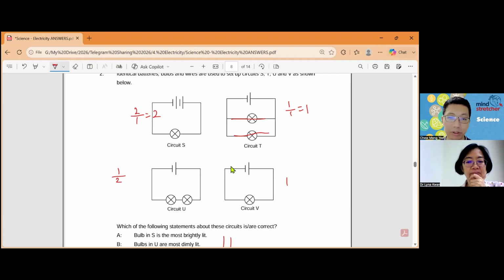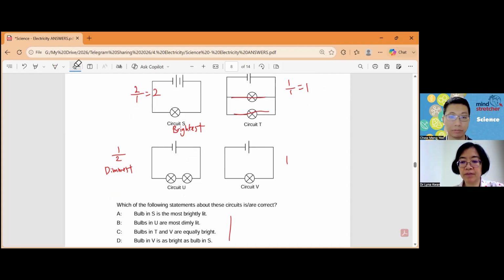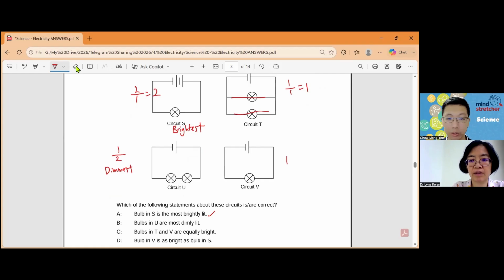So from here, you can already tell the brightest is in S. This is the brightest. I put it all here. All these are the analysis you must do first before you go and look at the options. So this is 1, and this is the dimmest. Once I have analyzed this based on all my values, then I can look at the options, which makes it easier. So bulb in S is the most brightly lit, and we have already concluded that. Bulbs in U are the most dimly lit, yes.